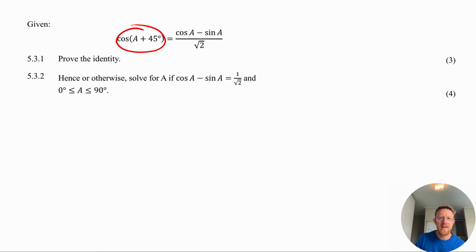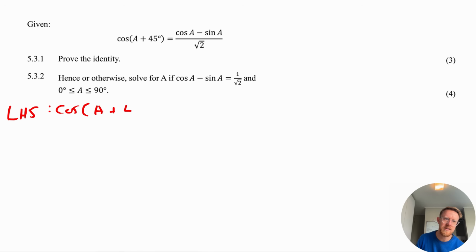Given the following expression, prove that it is that. Okay, so we need to do an identity. I'm going to start on the left side. It just looks a bit easier to work with. So the left-hand side is cos(A plus 45).